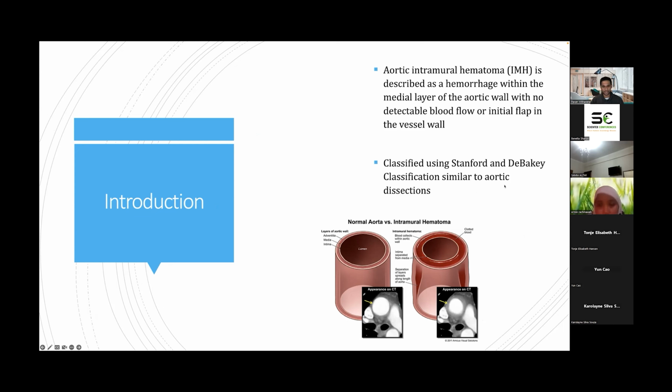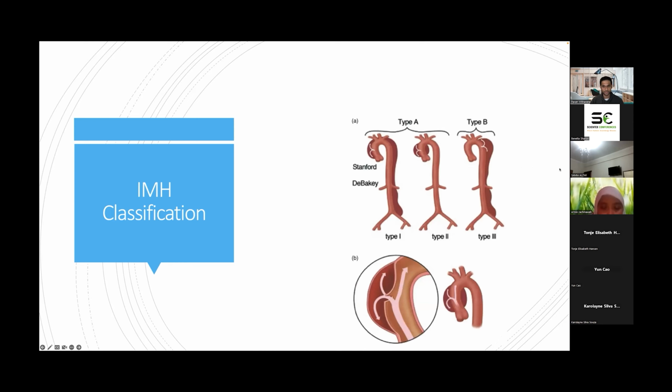Now, obviously, the aorta is a long blood vessel. You can get an IMH at different parts of this long blood vessel, so we need a classification system to identify what type of pathology we are dealing with. For this reason, we use the Stanford and the DeBakey classification systems. And yes, this is the same system that we use to classify aortic dissections as well. So how do we classify an IMH?